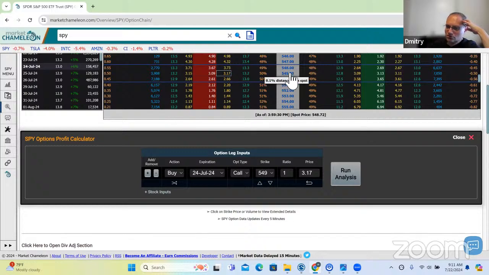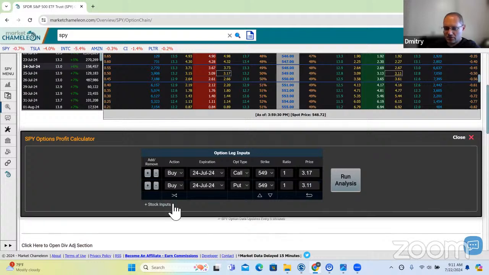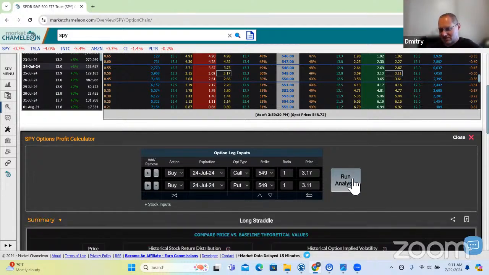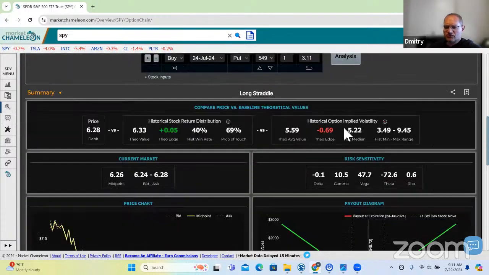Then we have to buy the put to complete that straddle strategy. So now I'm on the 549 strike. I go over: 3.09 bid in the put, 3.11 ask. We're going to click on that ask, 3.11. When you do that, here comes the next leg of the strategy, buying the July 24th 549 put for 3.11. We're going to leave these prices, everything as is, and then we want to analyze it. So I'm going to run this analysis, and we're going to get a bunch of statistics and analytics on this strategy.